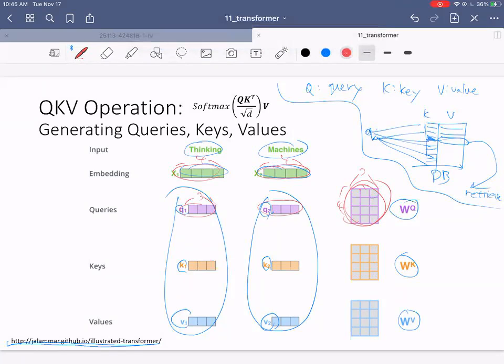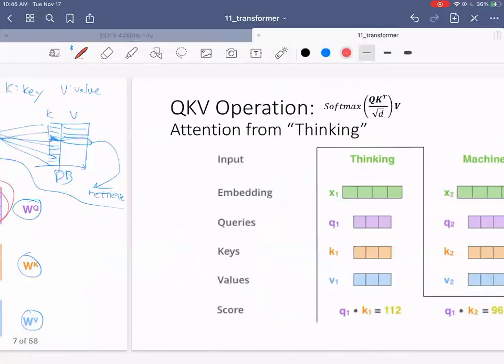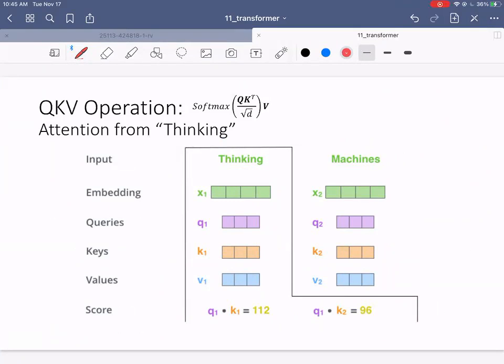As I said, Q represents queries, K represents keys, and V represents values. What you do with them is calculate the attention scores between them. As I said before, every word takes turns distributing attention. It's the turn of the first word, thinking, so Q1 becomes the query. Thinking is querying the other words, including itself, so Q1 is fixed. You match Q1 with the keys, K1 and K2, simply by doing a dot product, and you get matching scores of 112 and 96.